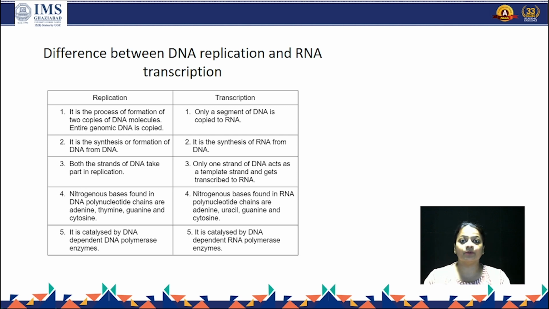In DNA replication, both strands of the DNA take part. But in transcription, only one strand of the DNA acts as a template and gets transcribed into RNA. In DNA, the nitrogenous bases are adenine, thymine, guanine, and cytosine. In RNA, the nitrogenous bases are adenine, uracil, guanine, and cytosine. DNA replication is catalyzed by DNA-dependent DNA polymerase, and transcription is catalyzed by DNA-dependent RNA polymerase.